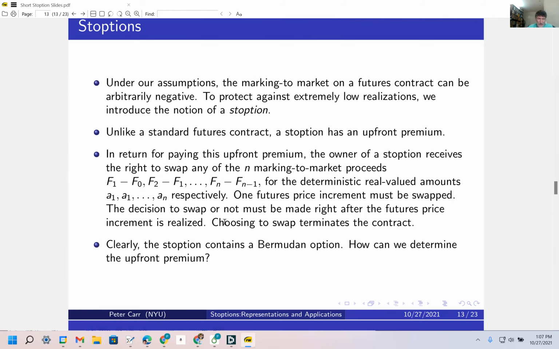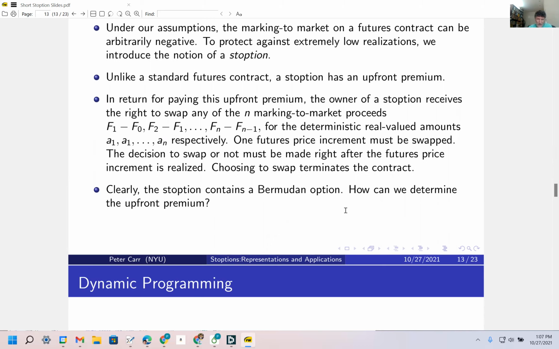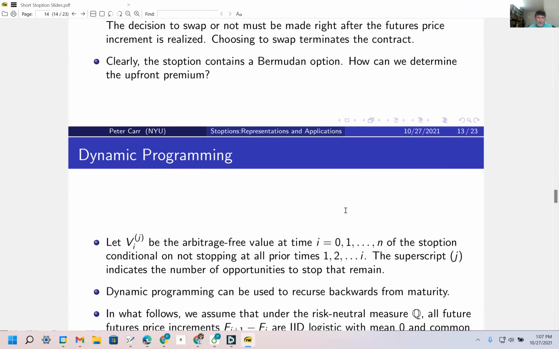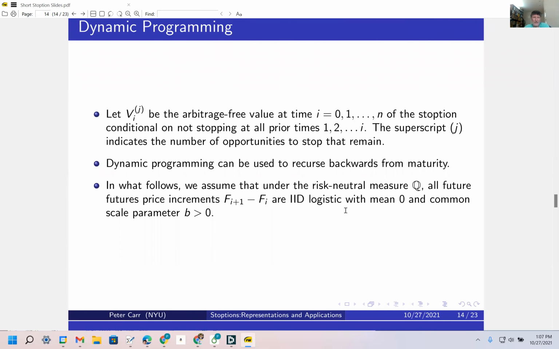So there's a Bermudan option clearly in this contract, like the opportunities to exercise or not are at the end of each of n days. So how do we determine the upfront premium? Okay, so we're going to use dynamic programming. We're going to be in this logistic model, and I'll tell you exactly what that model is in a moment. But I'll just say right now, the futures price process in this model is Markovian, and so dynamic programming is applicable.